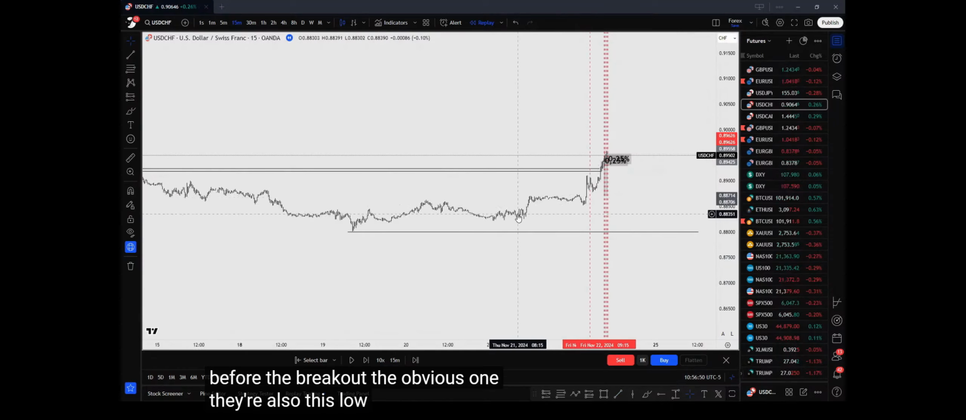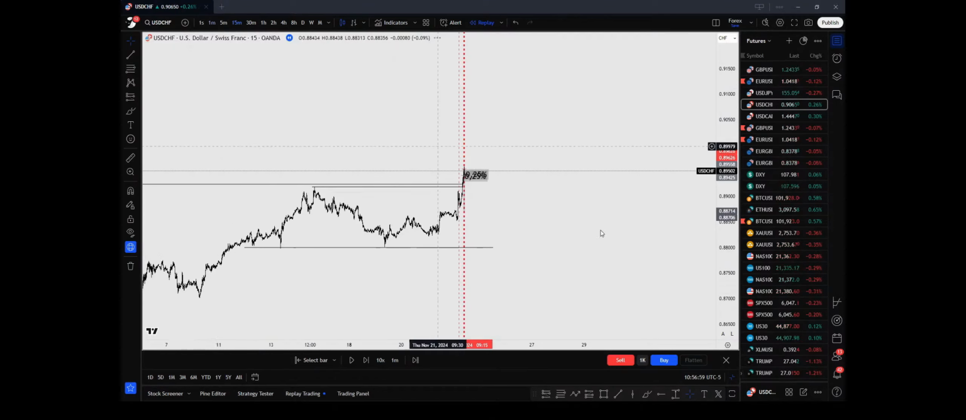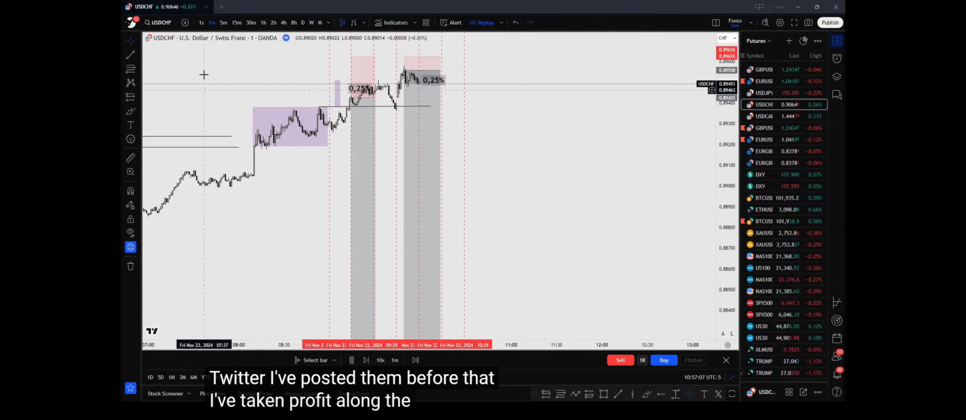There are also these lows. This one is the more obvious one. It's an SR level right here. You can see all the take profits on Twitter. I've posted them before, that I've taken profit along the way.